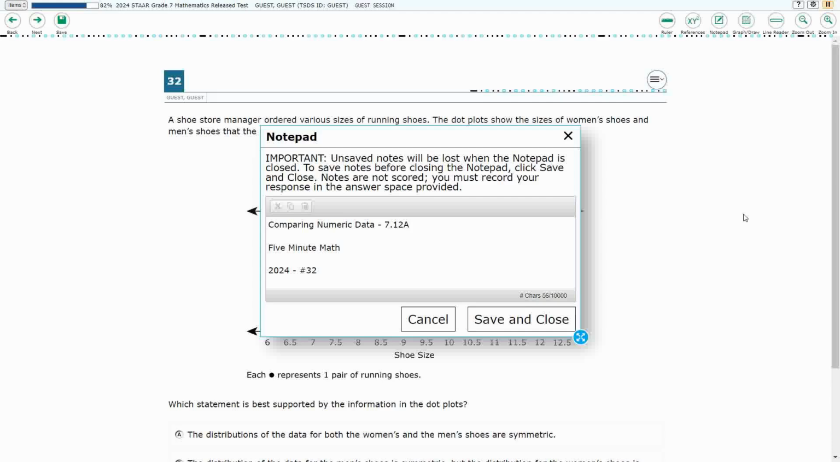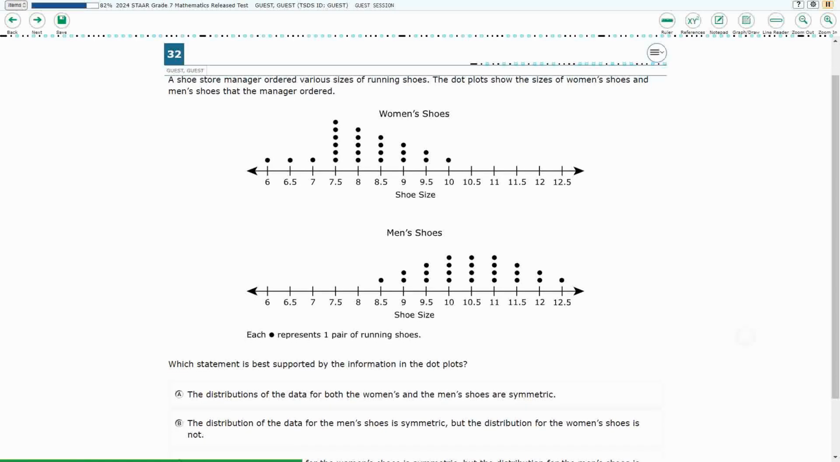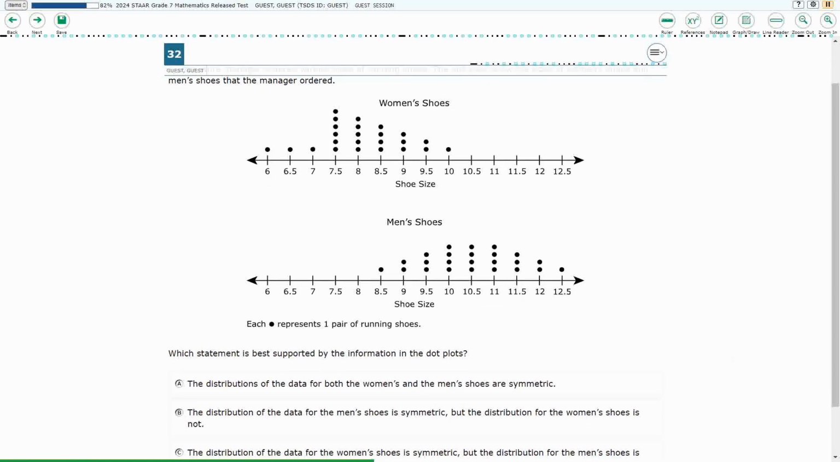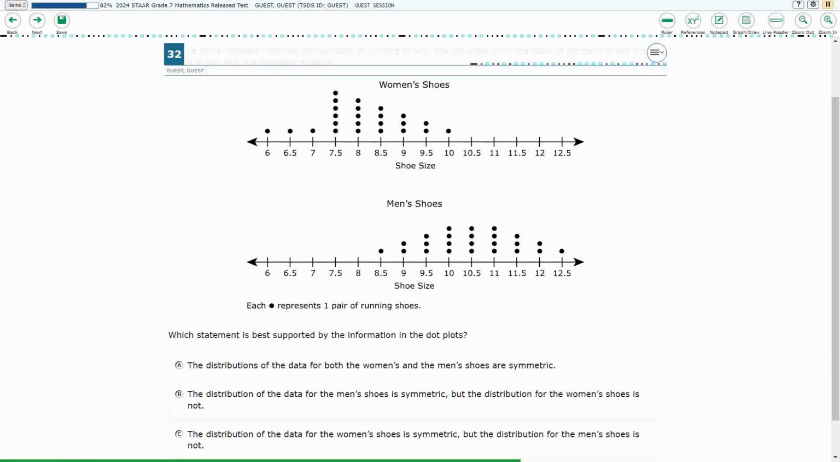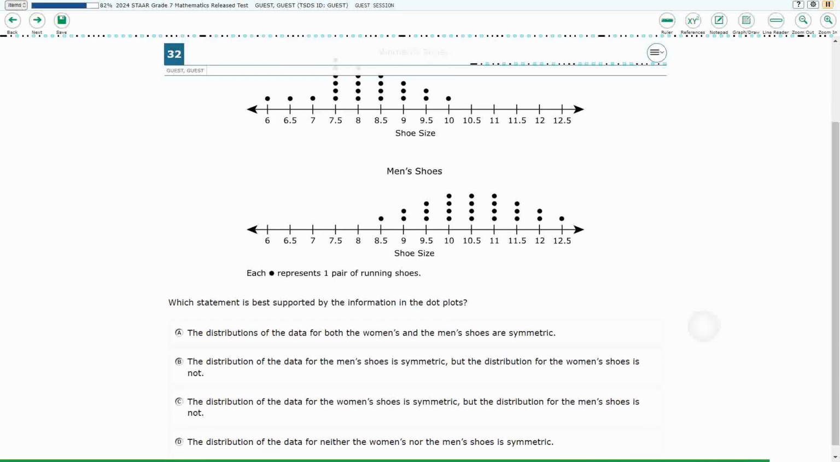Today we are looking at the 7th grade concept of comparing numeric data. This is standard 7.12a in the great state of Texas, and we are using item number 32 of the 2024 released STAAR test. If you haven't done so already, please go ahead and take a moment to pause the video, work this problem out on your own, unpause it, and we will look at our answers together.